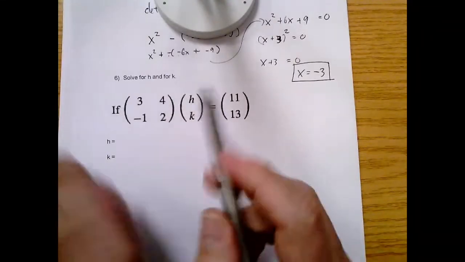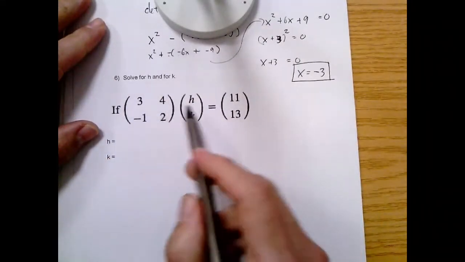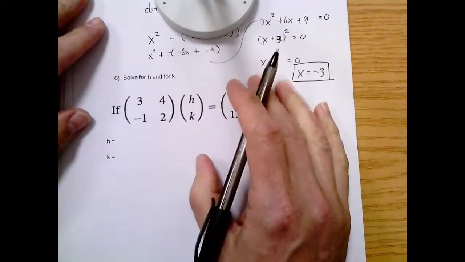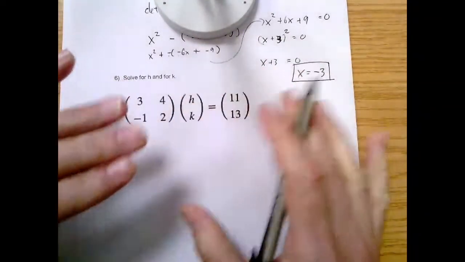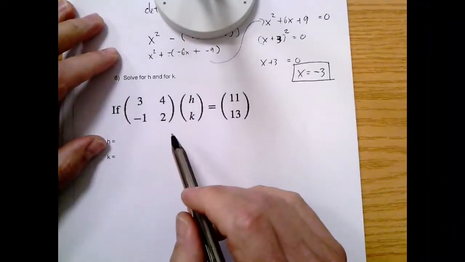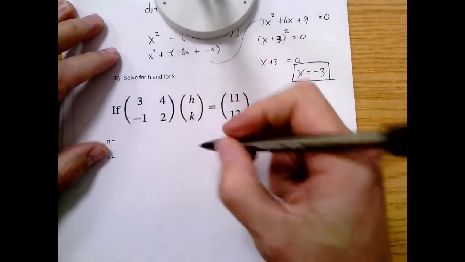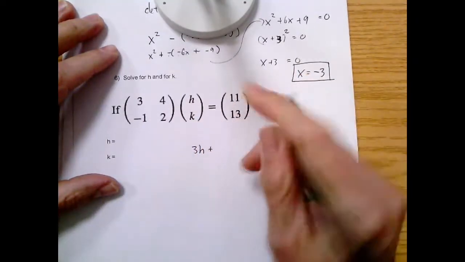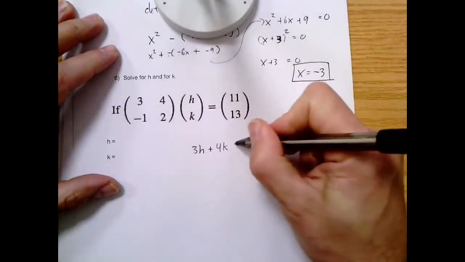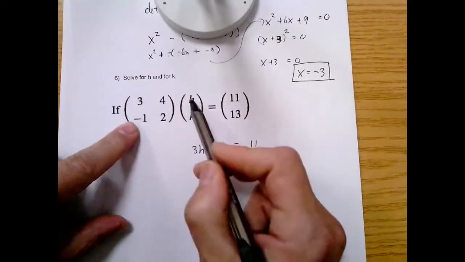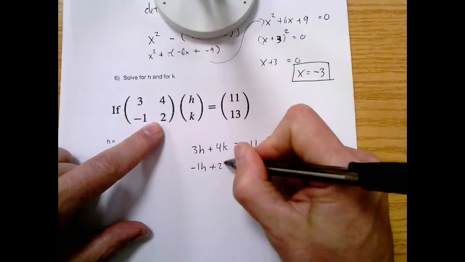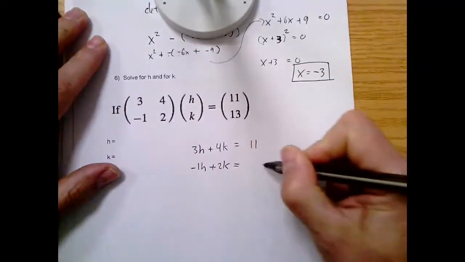Okay, so they want me to find the value of h and k. We have these two matrices multiplying, and we're getting this result. This one can be a little tricky. We could go through all of the place value multiplication and be super careful, but in this case, it might benefit us to move a little faster. We're just going to say 3h plus 4k goes there, that's going to equal 11. Same pattern, negative 1h plus 2k, that's going to equal 13.